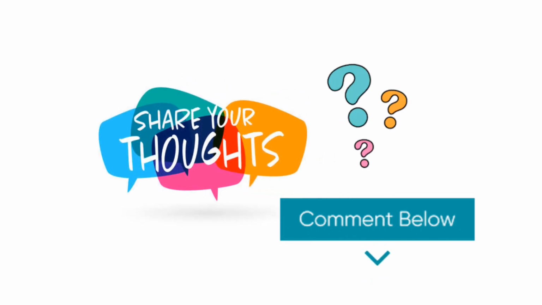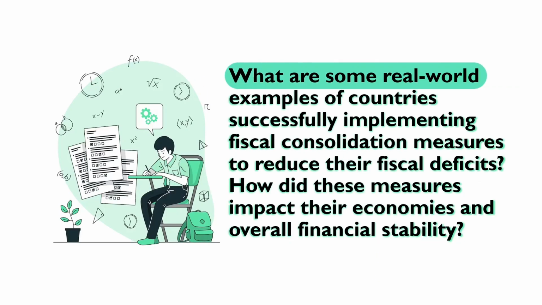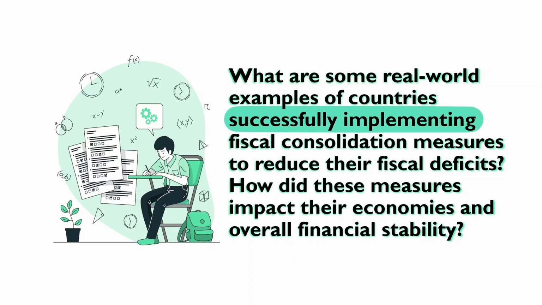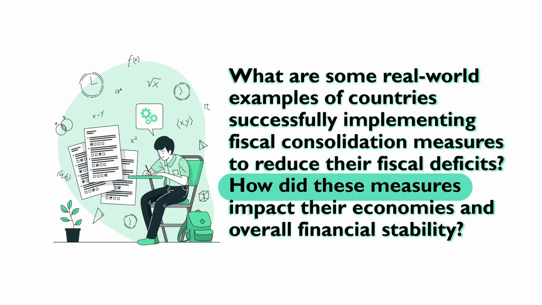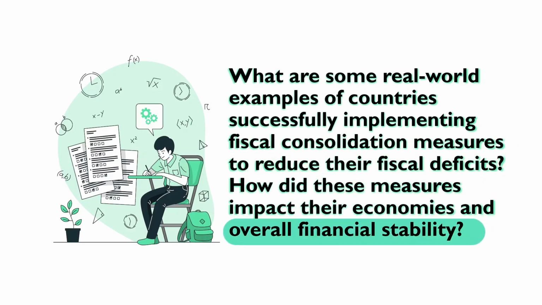Now let's see the question from today's topic. What are some real-world examples of countries successfully implementing fiscal consolidation measures to reduce their fiscal deficit? How did these measures impact their economies and overall financial stability?